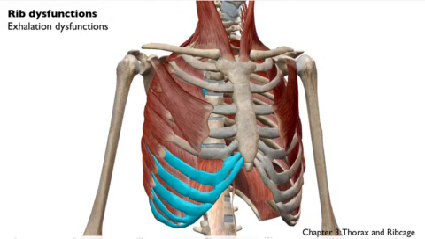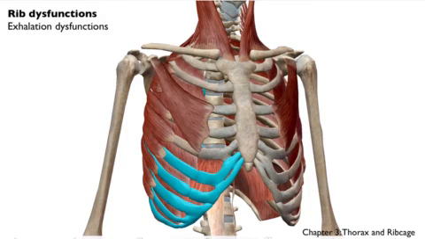An exhalation dysfunction is also known as an inhalation restriction. Well, let's think about this. If the rib was stuck up in inhalation dysfunction, what do you expect the rib to do when it's dysfunctional and we exhale? Well, it's going to be stuck down. Thank you. I appreciate it.